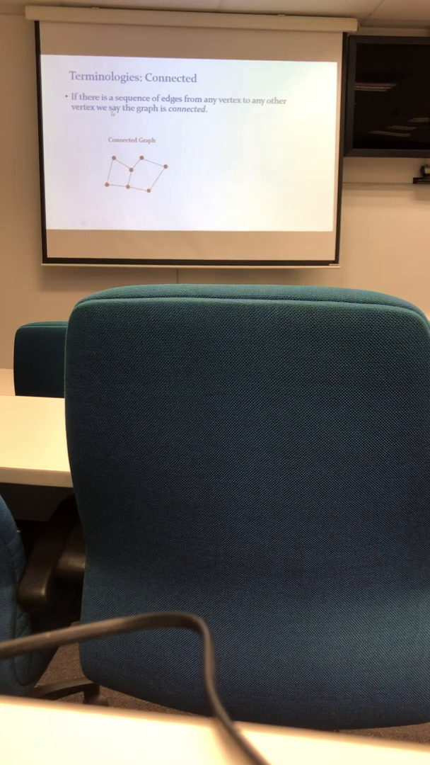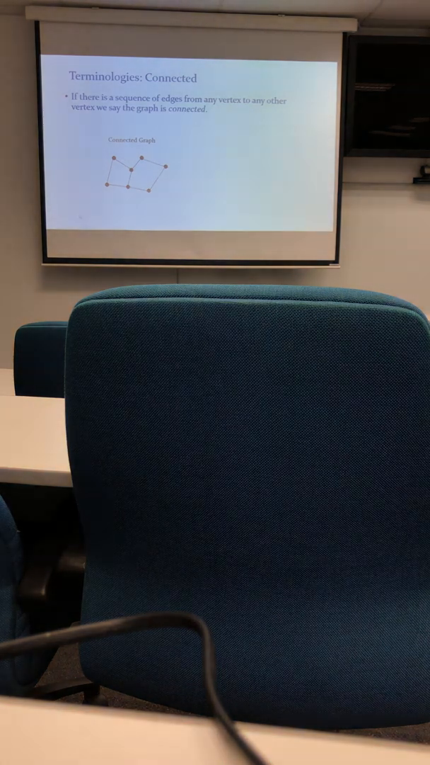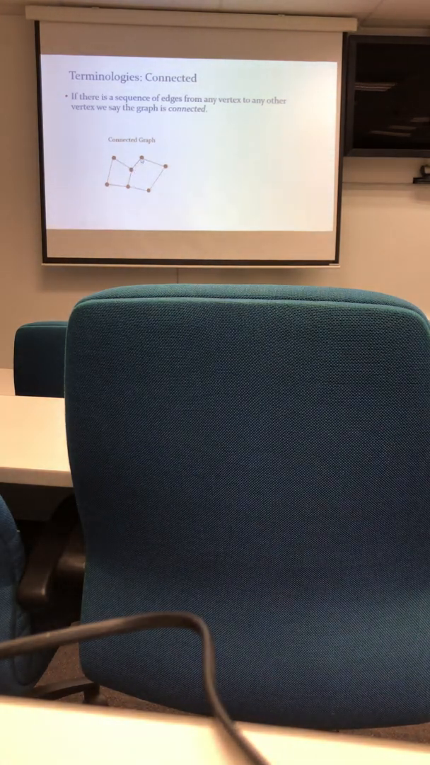Okay, connected graph. So this is a connected graph. If there is a sequence of edges from any vertex to any other vertex. Let's say these two, there's a sequence of edges connecting these two vertices. Every two vertices, we have a sequence of edges connecting them in this graph. So this is a connected graph. And this is a disconnected graph, because for some pair of vertices, there is no sequence of edges connecting them, right? Let's say for these two, there's no edges connecting these two. Okay, so this is a disconnected graph.